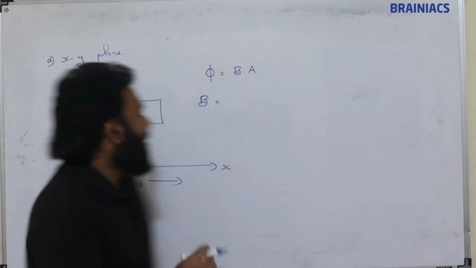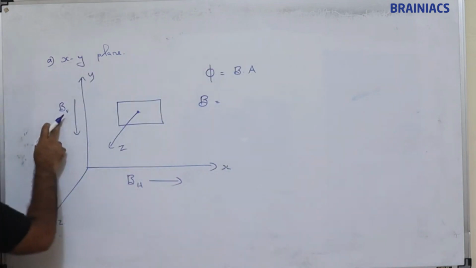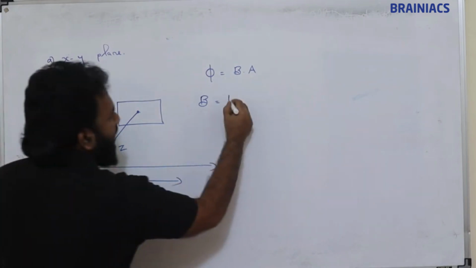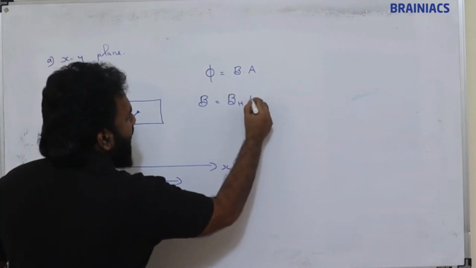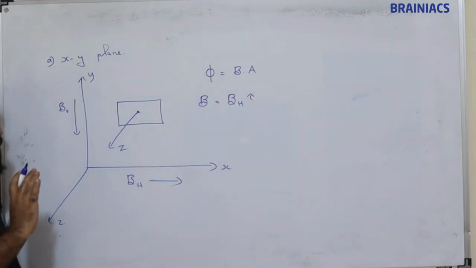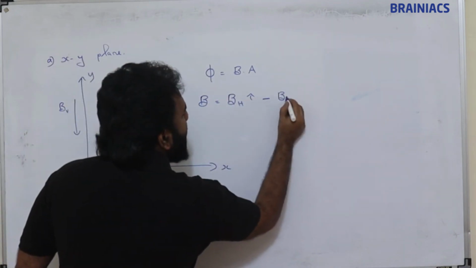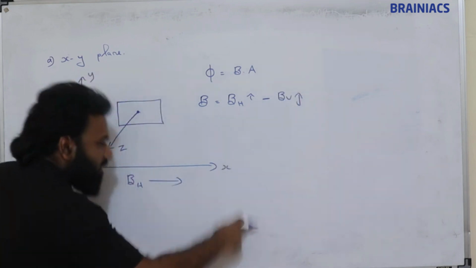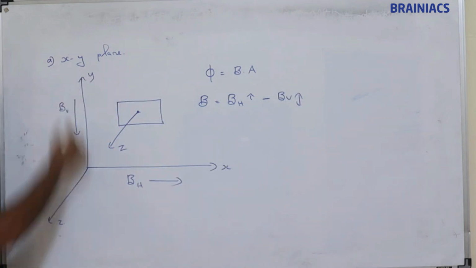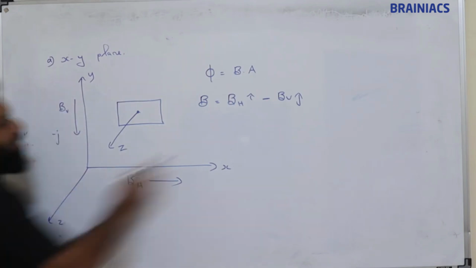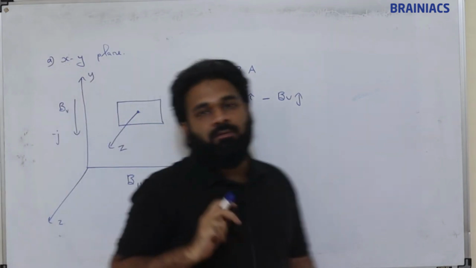See, B is equal to BH in the positive X direction, so I can write BH i. What about BV? This is minus BV j, because this is in the negative Y direction. That is the reason I have written this as minus j. So this is the magnetic field.